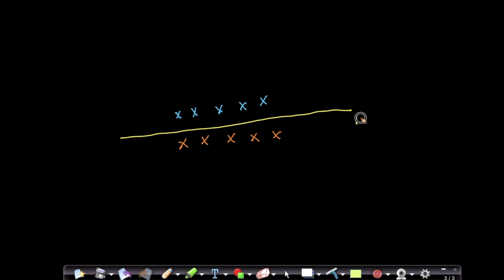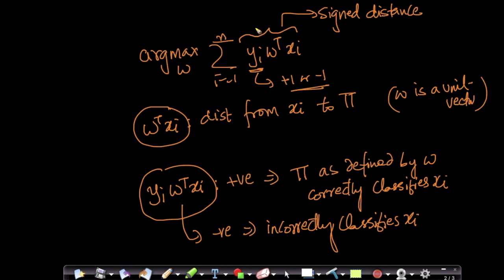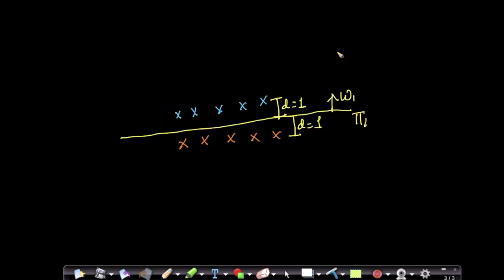This is my plane pi 1. Let me call this plane pi 1 and its normal W1. Just for simplicity, let's assume all these points are at a distance of 1. This distance is 1 unit, and similarly, this distance is also 1 unit. I'm just trying to cook up an example to show where this function does not work as well as we expect. So I have 5 negative points and 5 positive points, all at a distance of 1 from my hyperplane pi 1. Now comes the fun part.